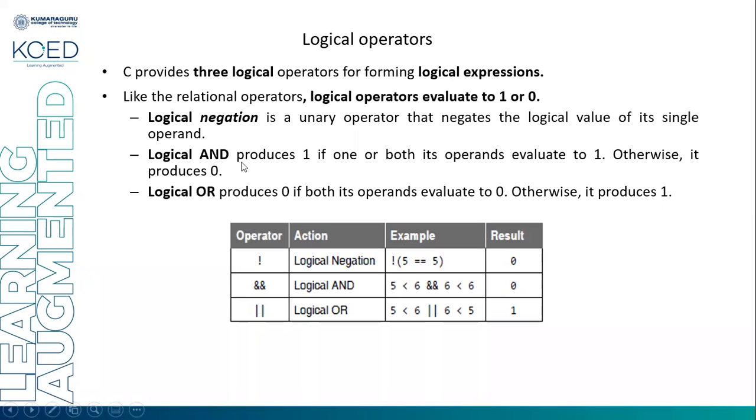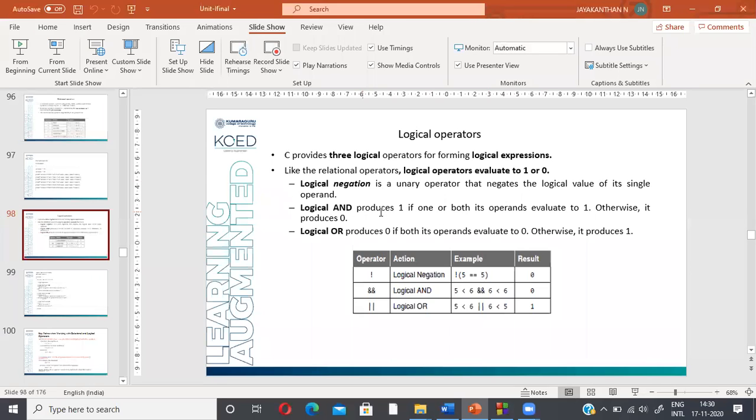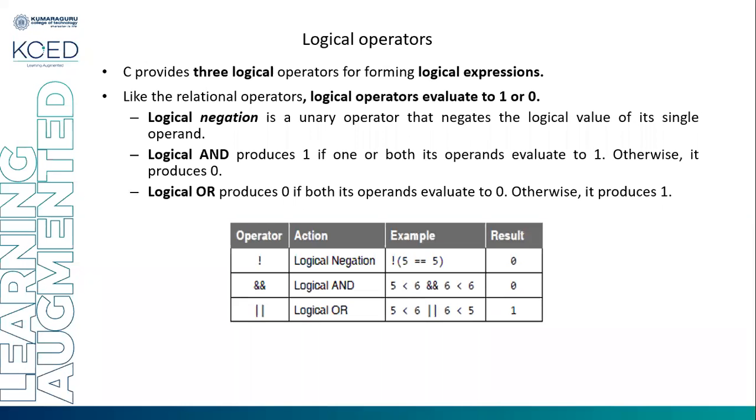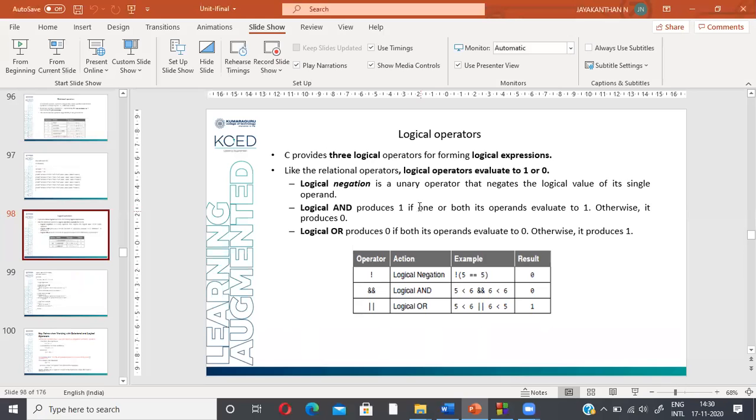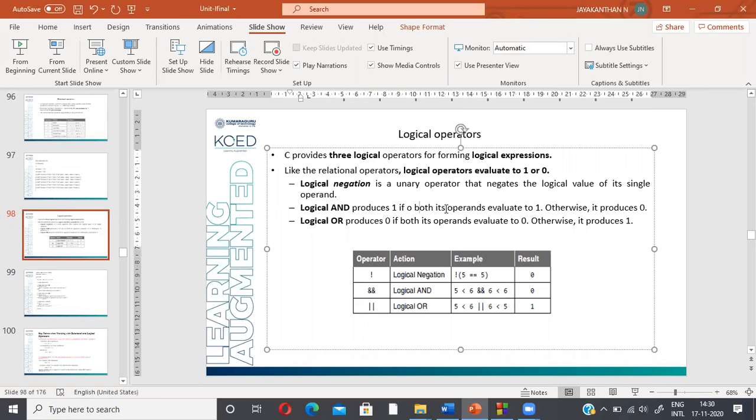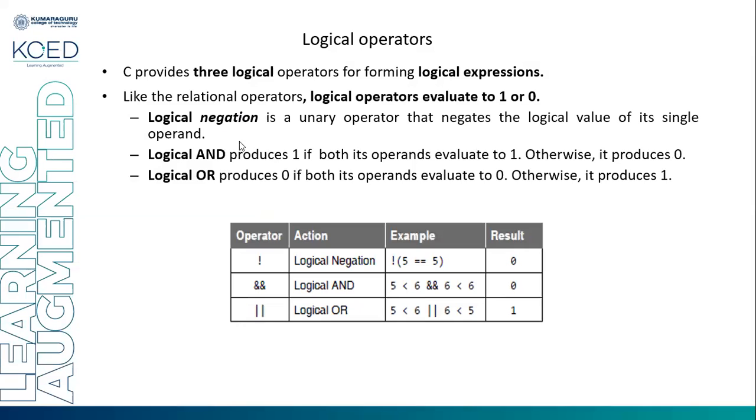Second, the logical AND operator. The logical AND operation produces 1 if both of its operands evaluate to 1, otherwise it produces 0. For example, the logical AND is the double ampersand symbol. 5 less than 6 is true, so it will return the value 1. 6 less than 6 is 0. So 1 AND 0 returns the value 0.